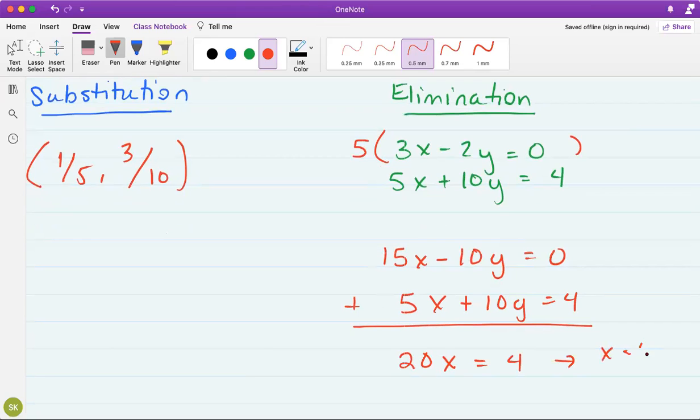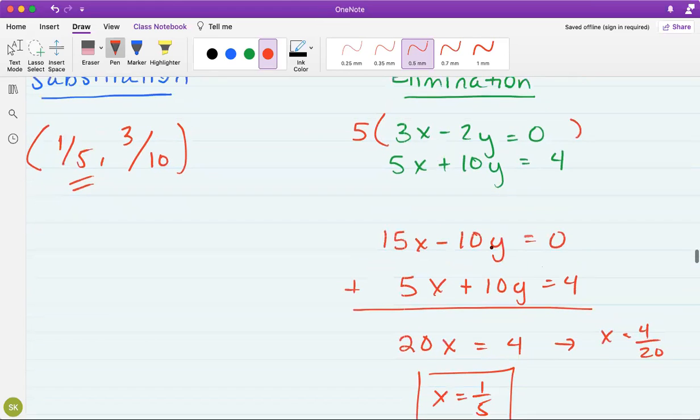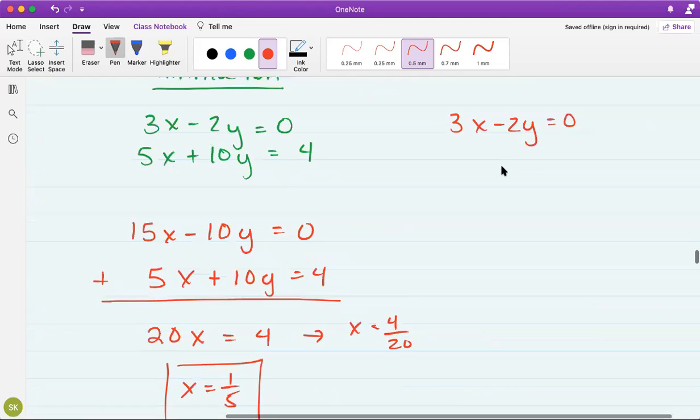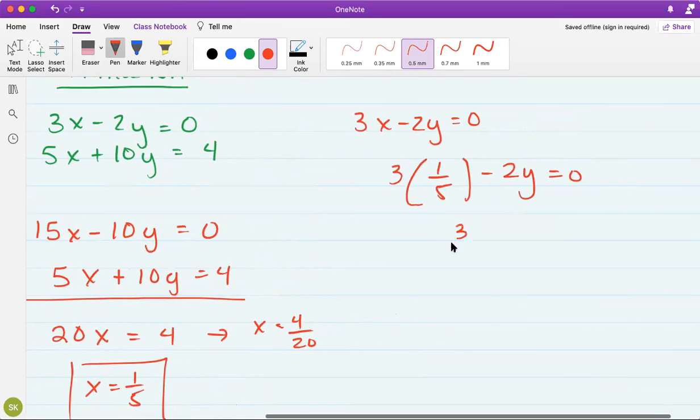So x is 4 over 20, which is the same thing as 1/5 here. X is 1/5. And then we just need to pick one of the equations, either one. And I would start before I multiplied anything, maybe the first one. Plug this 1/5 in and see if we get 3 over 10. So we have 3x minus 2y is equal to 0. So 3 times 1/5 minus 2y is equal to 0. So I get 3 over 5 minus 2y is equal to 0.